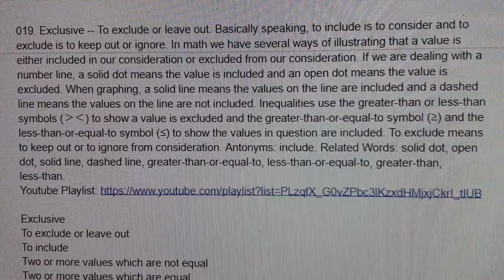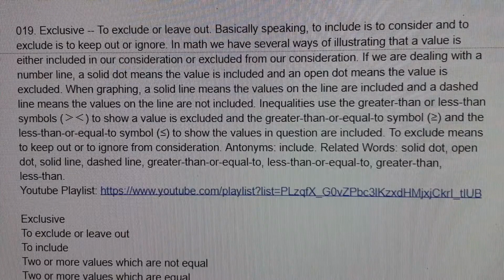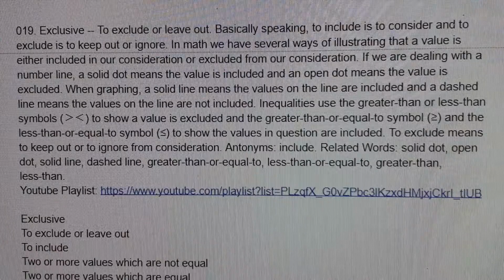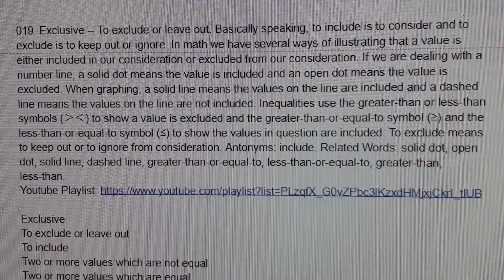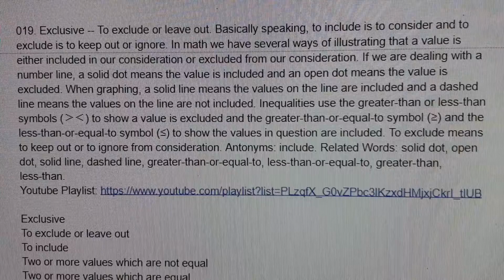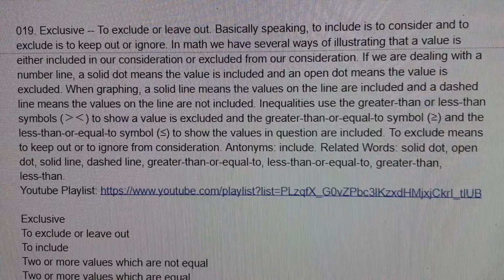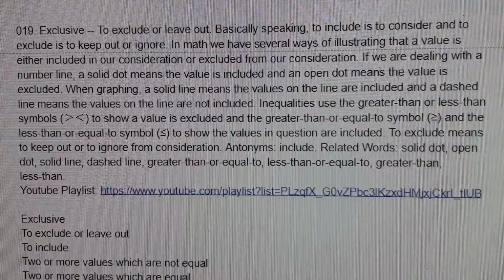In math, we have several ways of illustrating that a value is either included in our consideration or excluded from our consideration. If we are dealing with a number line, a solid dot means the value is included, and an open dot means the value is excluded.